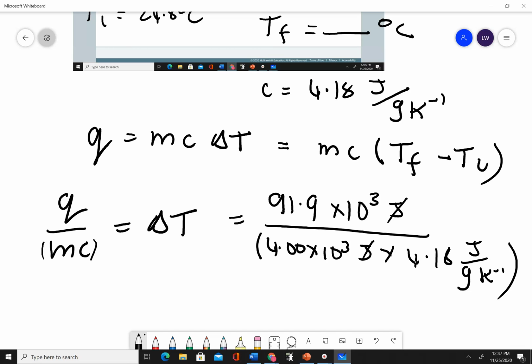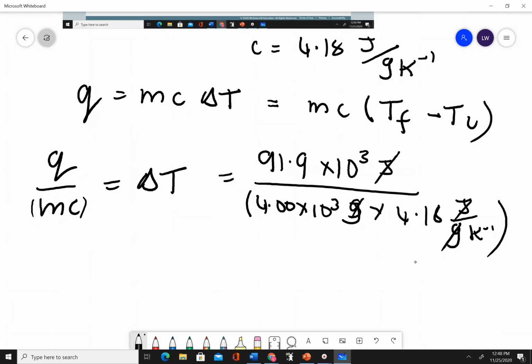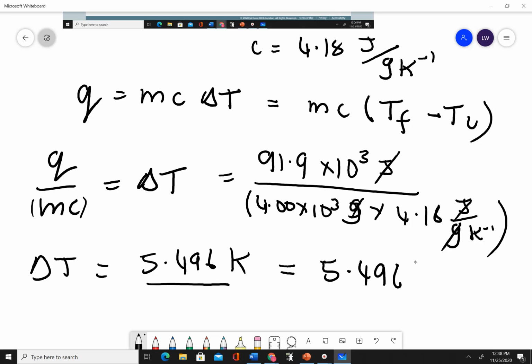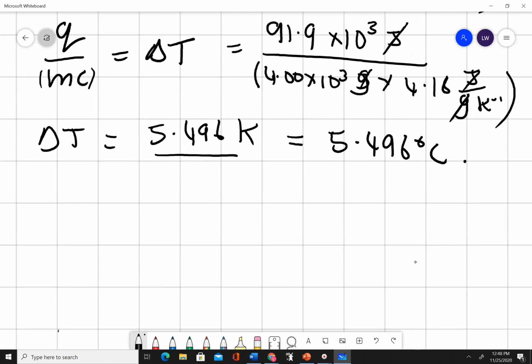So grams and grams will cancel out, joules and joules will cancel out. And that'll leave us with 1 over Kelvin, which is just Kelvin. So delta T in this case ends up being 5.496, and we'll round to the correct number of sig figs in a moment, Kelvin units. And we know that a change in Kelvin units in the temperature is exactly the same as the change in Celsius units. So those things will be equal. So our temperature is going to change by 5.496 degrees Celsius.